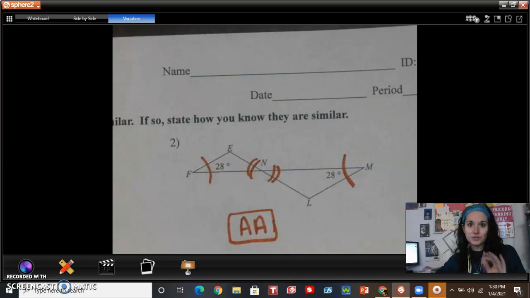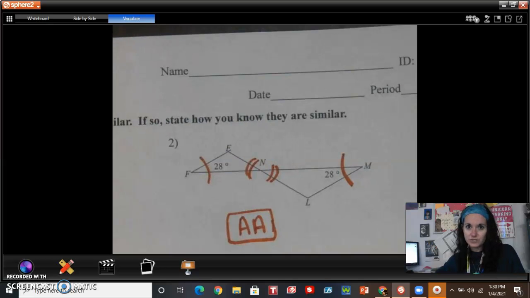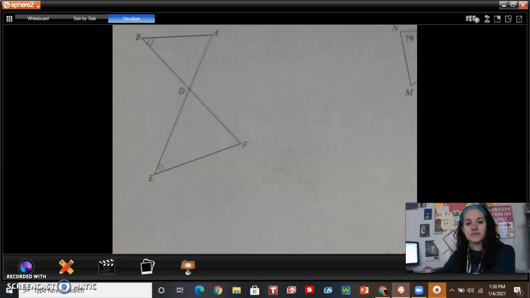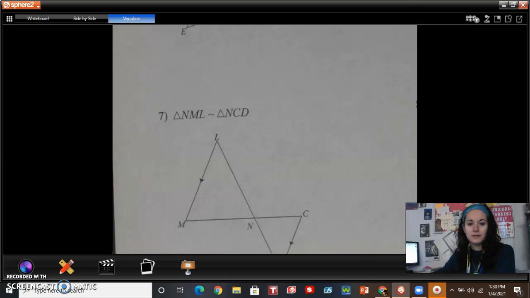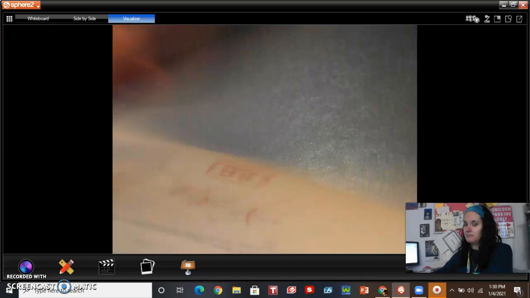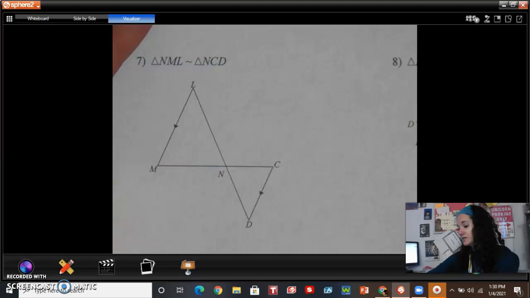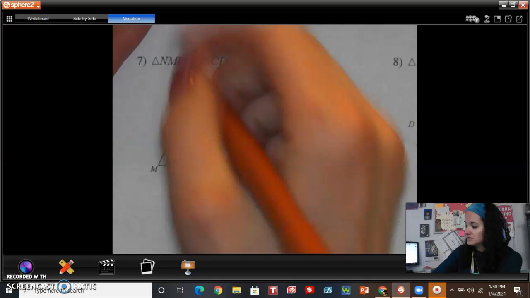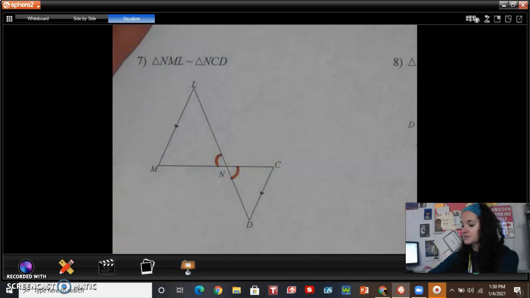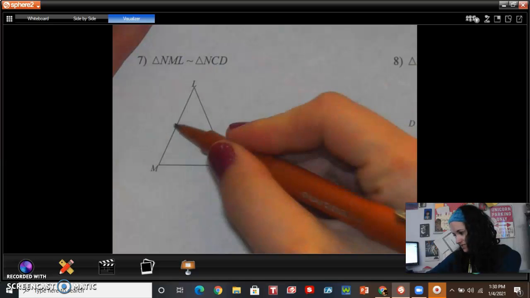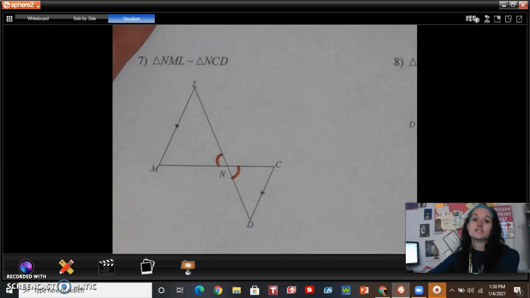Two more examples for you. These are going to go back to Unit 3 and some of the vocab words that we used then. So we're going to look at number 7. When I look at this one, I don't see any degrees. I do see a bow tie, so I know these are congruent, but what else do we know? If you see these arrows, that means these lines are parallel.